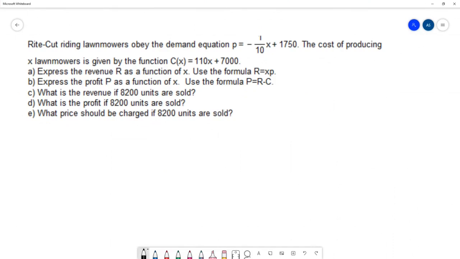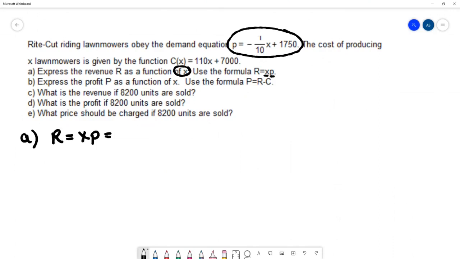Okay, let's start off with part A. In part A, we want to find the revenue using the formula x times p. So remember I told you that x is the number of units, the lowercase p is price, and we're going to use the demand equation to write the revenue function as a function of x being the only variable. Right now we have two variables, x and p. When we make the substitution, we will only have the variable x.